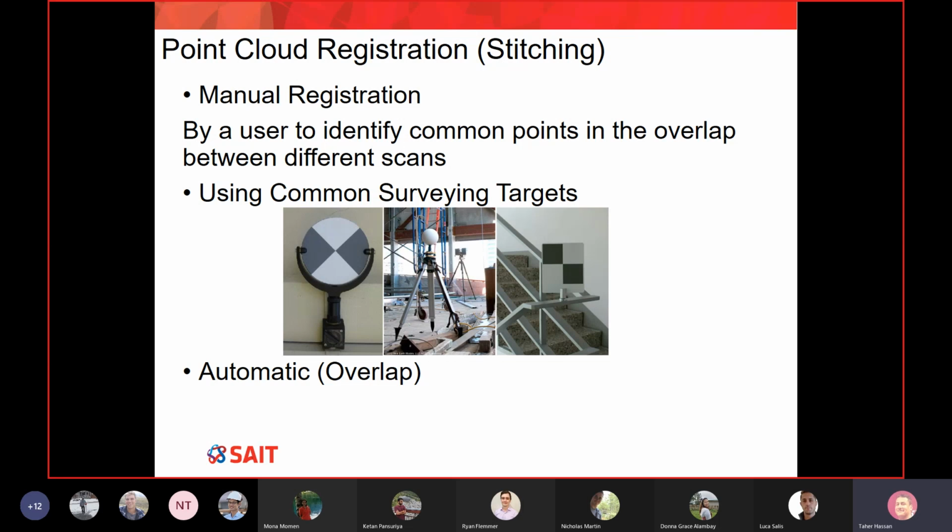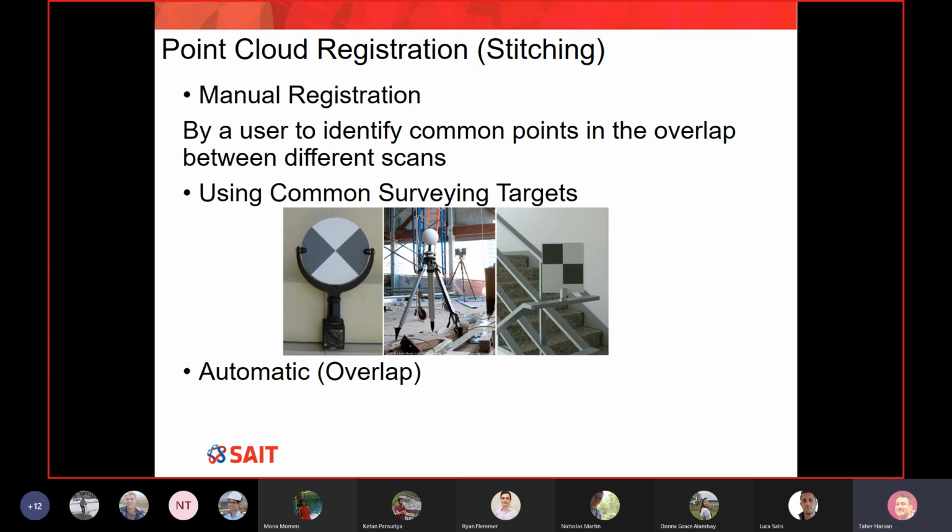So the overlap area is what tells you that you are well aligned. Okay. Number 2, we used targets. You can see even in the video, there was some reference to those targets. And in my slide here, I'm showing you some of these targets.